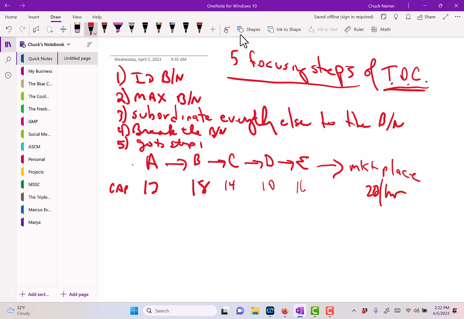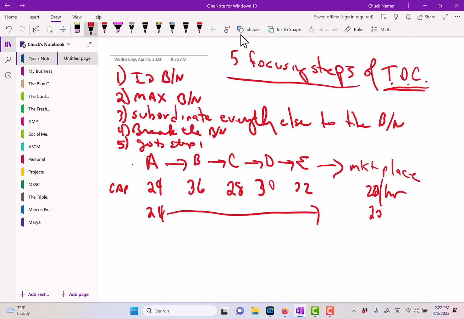We improve D to, let's say, 30. The bottleneck moves to A. Let's say we double that. It goes up to 24 per hour. Then C becomes the bottleneck. Let's say we double that. Then E becomes the bottleneck. We double that. Now B's still the bottleneck because it's less than the marketplace. So we come back to B, and let's say we double it again and improve it. Now we can get 24 through the process, from A through E, but the marketplace only wants 20 an hour.